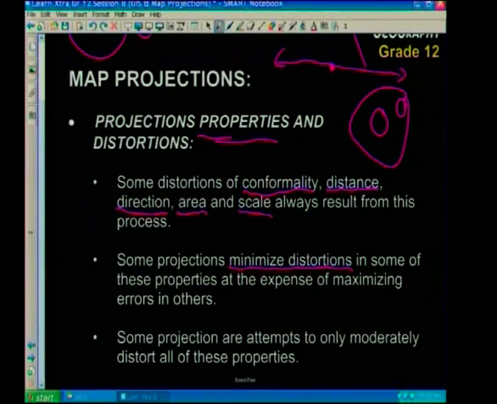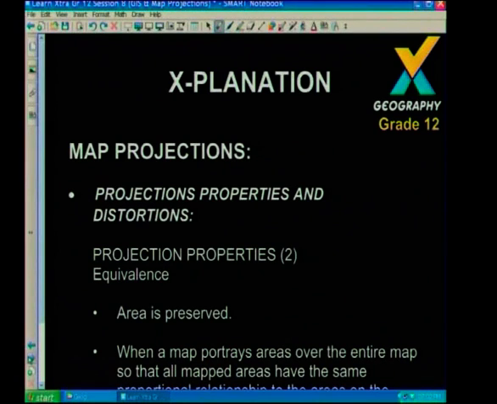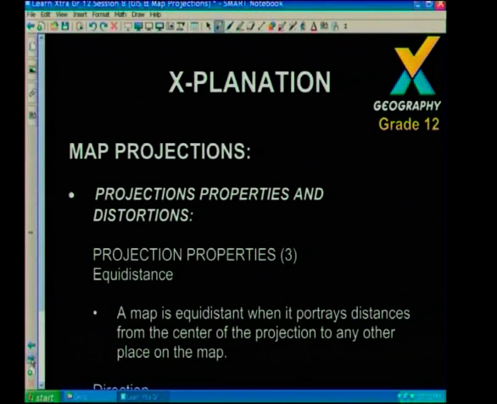I want to look at area. I could make that very accurate and the others not as accurate. Or I could take all the projections and try to make them as accurate as possible. You understand? And I will have my distortions down there. Okay, so I spoke about the projection properties and the distortions. Okay, let me get to the next one.